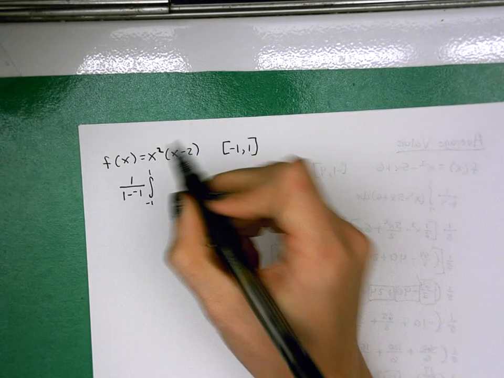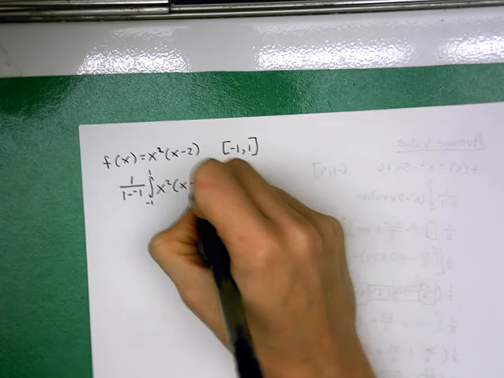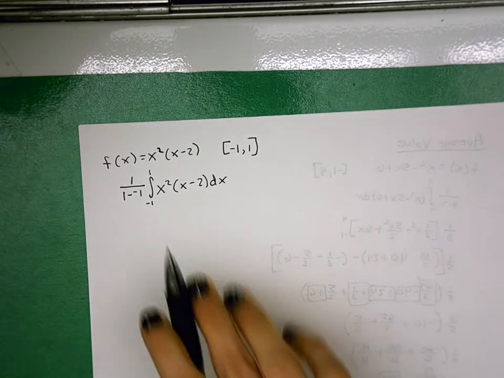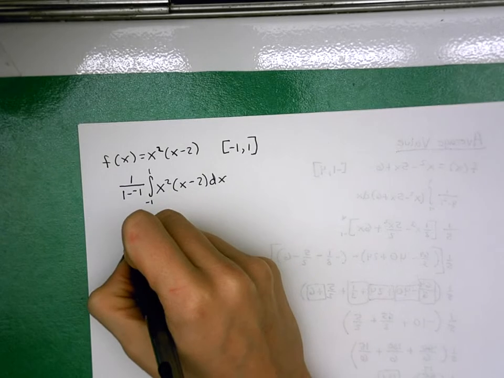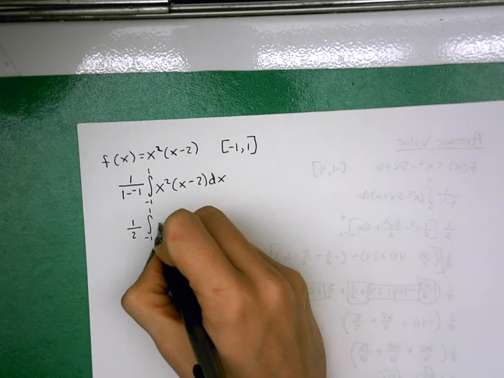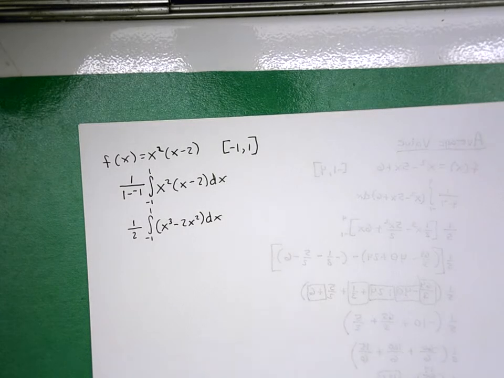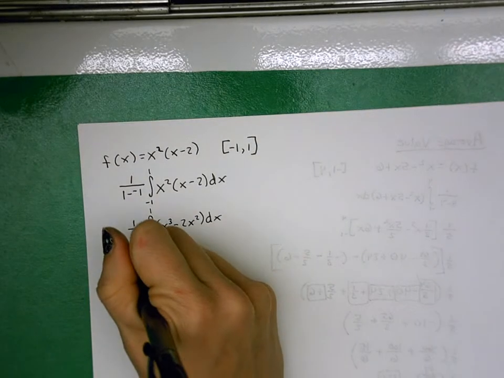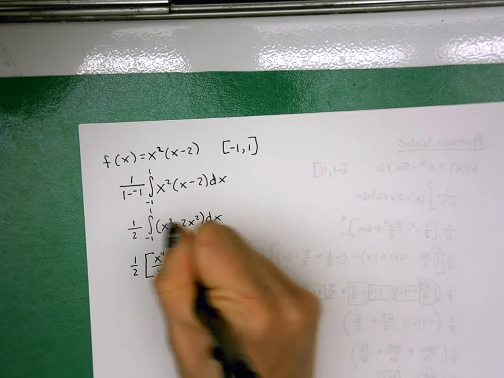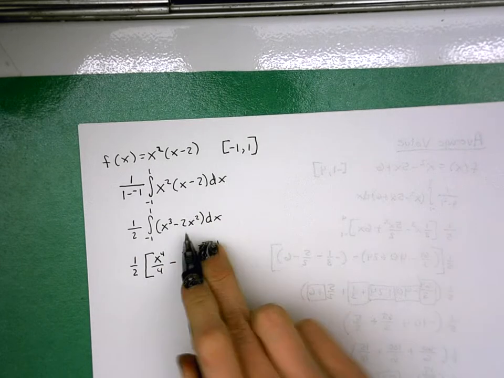Now, I already see that when I put this into my integral, to utilize power rule in order to take the antiderivative, I know I'm going to have to distribute this, and so I'm going to go ahead and take that step. 1 minus -1 is 2. And distributing that x squared in, we have x cubed minus 2x squared dx. Okay, so now the antiderivative, 1/2. Antiderivative of x cubed is x to the 4th over 4. And 2x cubed over 3, the antiderivative of 2x squared.